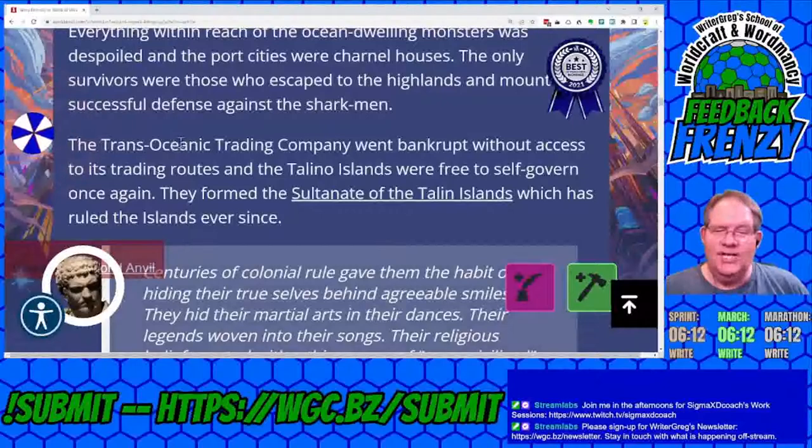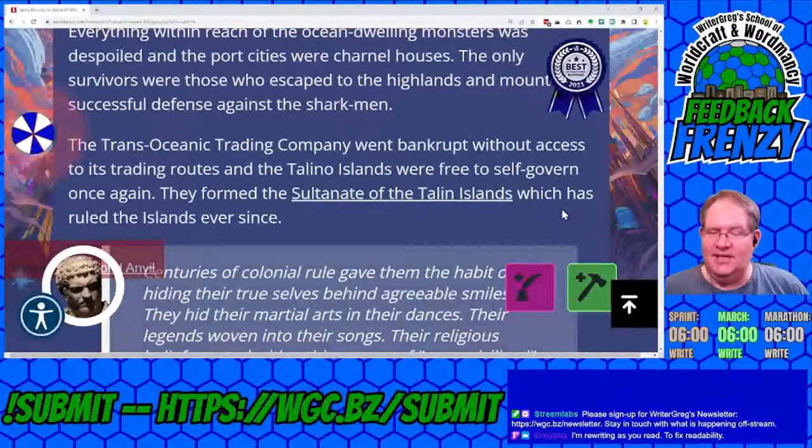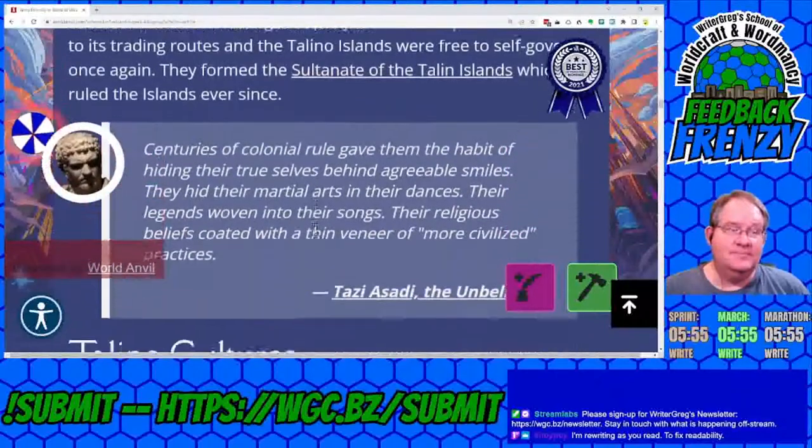The Transoceanic Trading Company went bankrupt without access to its trading routes, and the Talino Islands were free to self-govern once again. They formed the Sultanate of the Talin Islands, which has ruled the islands ever since.